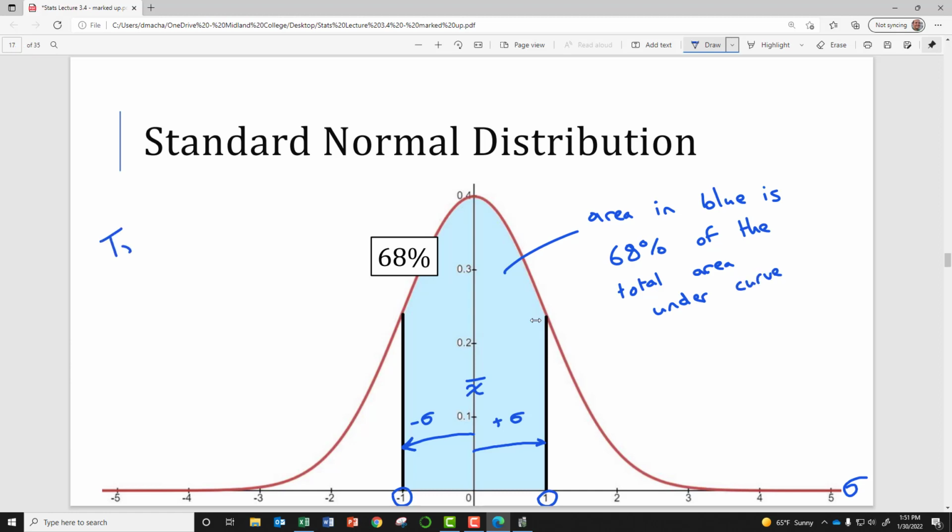And I want to point out that the total area under the curve represents something. The total area under the curve represents the whole population. So if I only consider the individuals in the population that have some measurement inside of this interval, from the mean minus 1 standard deviation up to the mean plus 1 standard deviation, that's still 68% of the whole population.